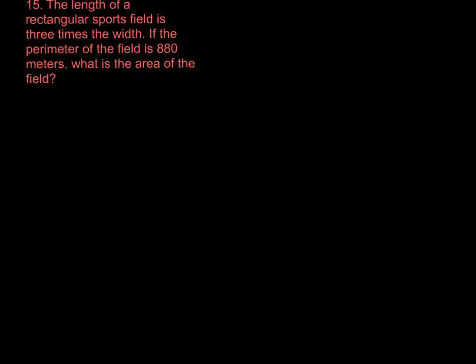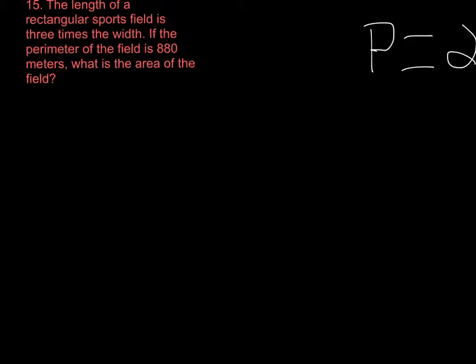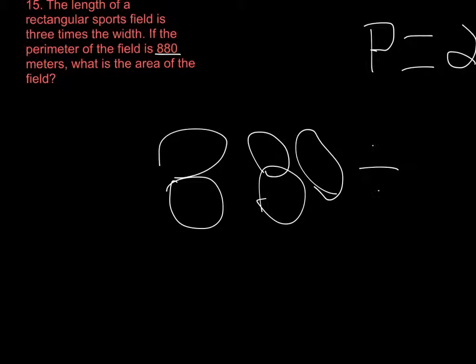I have to restart. Okay, so the first thing you want to do is find the formula, and the formula is P equals 2L plus W. So to do that, you would want to come over here and take the 880 and divide it by 2 to find what your L and W would be together. So you do 880 divided by 2, which is 440.